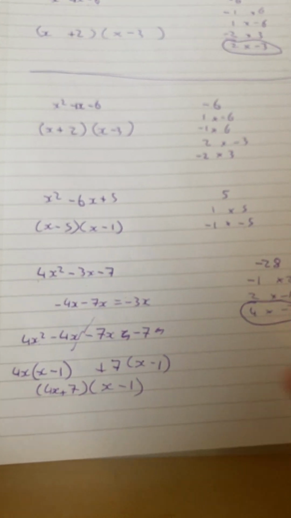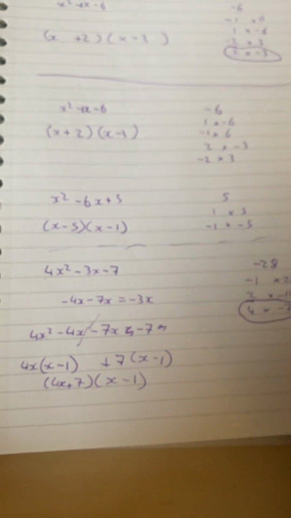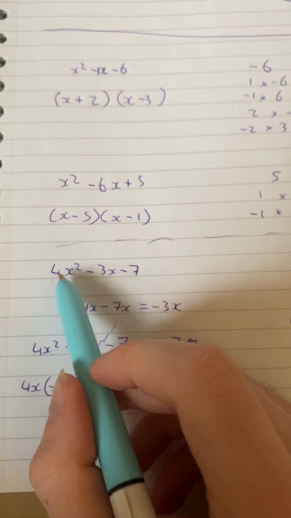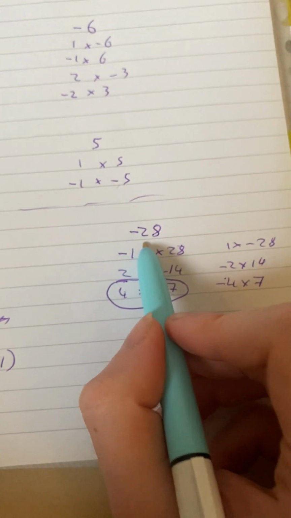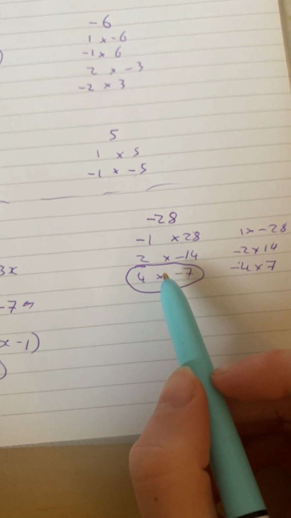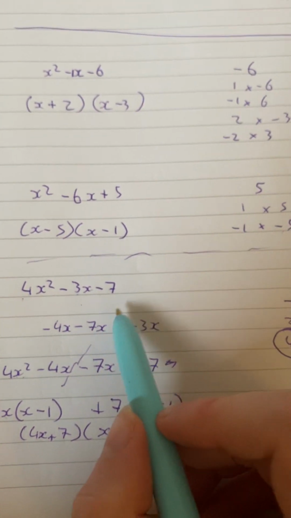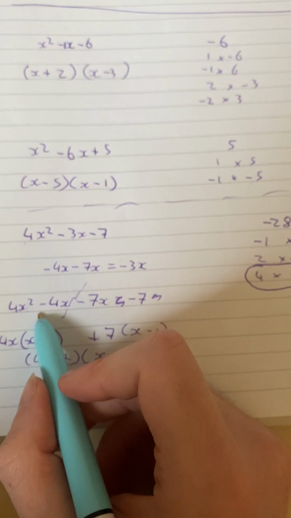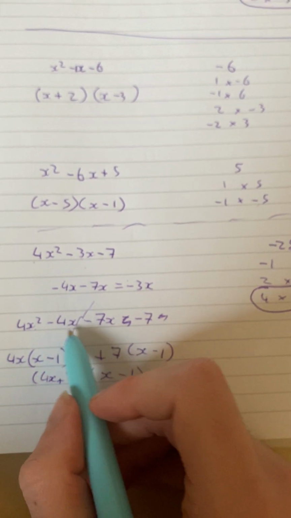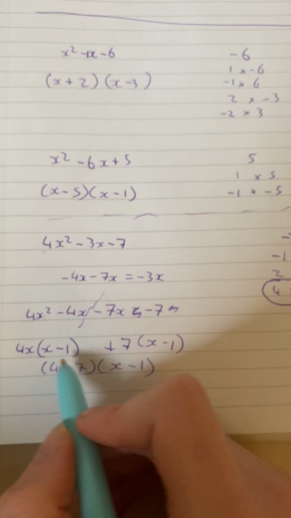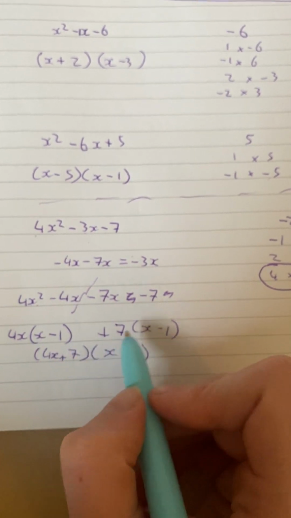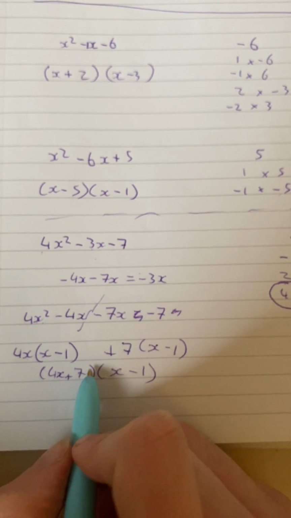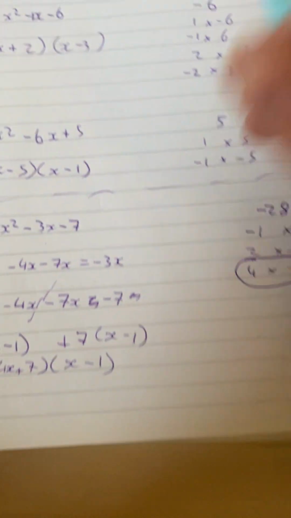So similar to how we were doing them before, but slightly different in that the first thing we have to do is multiply the coefficient in front of x squared by the number on its own to get minus 28. We want numbers that multiply together to get minus 28 and add together to get minus 3x: 4 and minus 7. Then we rewrite it like this: 4x squared minus 4x minus 7x minus 7. And then we do our grouping. We do highest common factor in the first part, highest common factor in the second, and we just combine the brackets there.